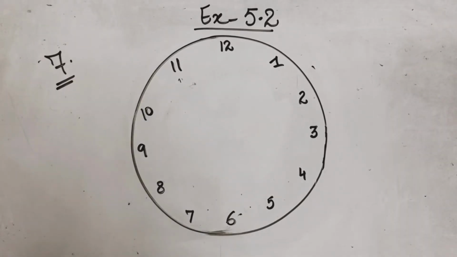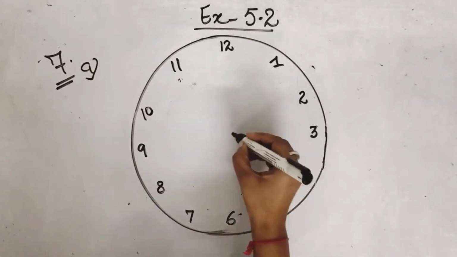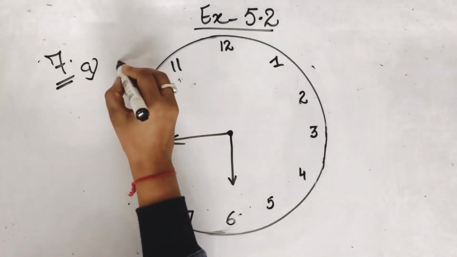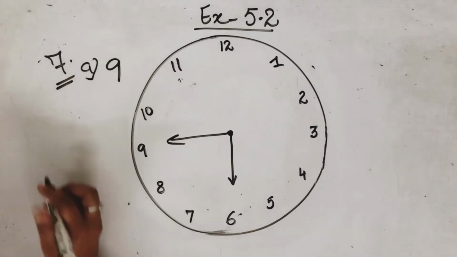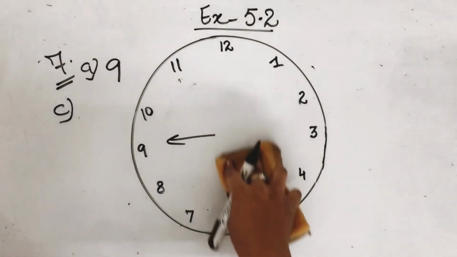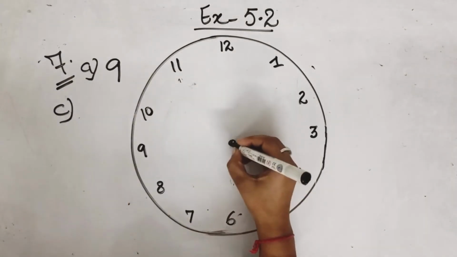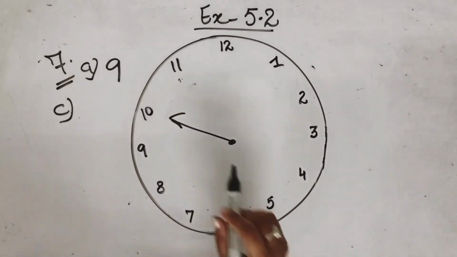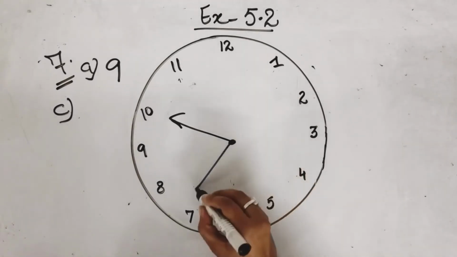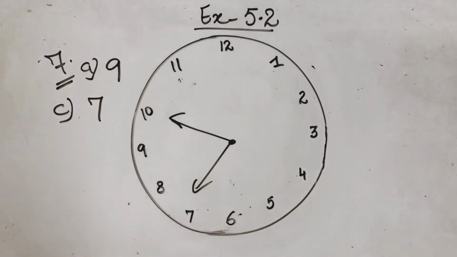Seventh question, where will the hour hand of a clock stop if it starts from, A part is, it is starting from 6 and turns through one right angle. We have to take only one right angle. So after one right angle, the time will be 9 o'clock. Then I am doing C part. Starts from 10 and turns through 3 right angles. It is starting from 10. Now after 3 right angles, this is 1, 2, 3. Time will be 7 o'clock.